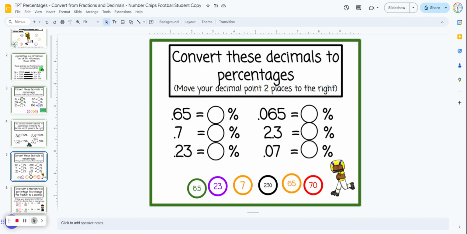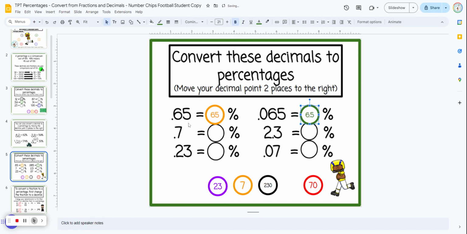So the next slide, they're going to practice this. So they need to be a little bit careful, move their decimal point 2 places to the right. So this first one would be 65%. And over here, 6.5% if we move that decimal point. This one, we have to move 2 places to the right, but since there's no number here, we have to add a 0, so that would be 70%. This one would be 7%, and so on.